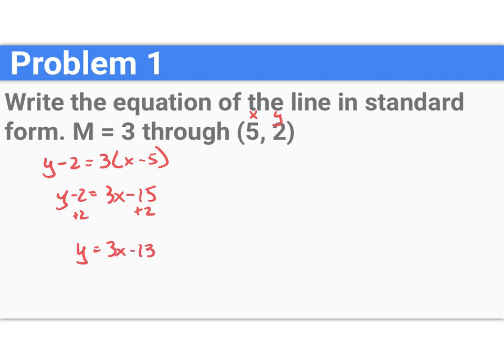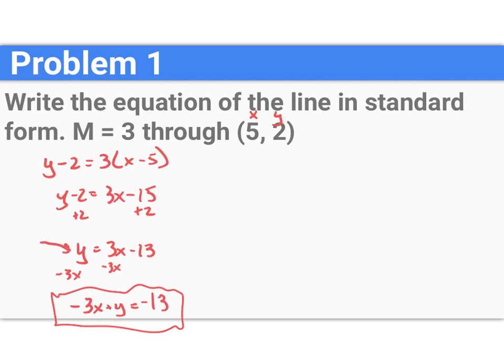So now I got to move the 3x. And so I get negative 3x plus y equals negative 13. And now my line is in standard form. The form y equals 3x minus 13 is slope-intercept form. So point-slope form, once you solve it all the way down, goes to slope-intercept form of a line. So that is that example.